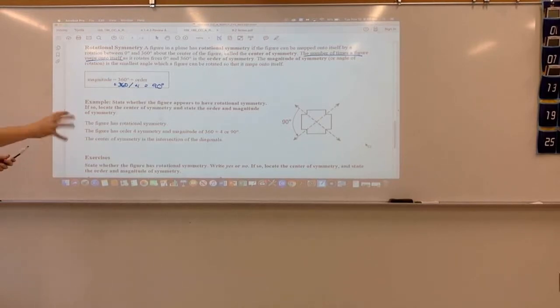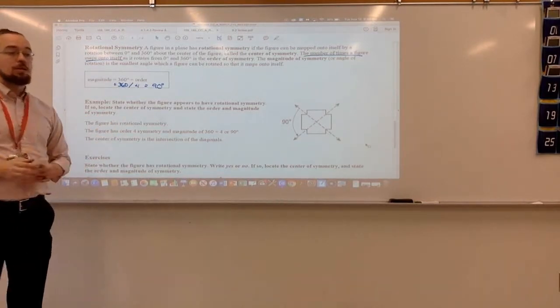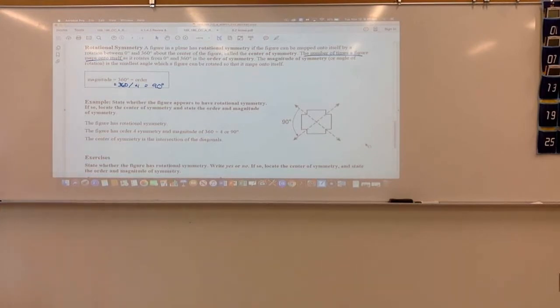Because I can rotate it 4 times before I get all the way back around to where it maps onto itself. Okay. Questions on that?